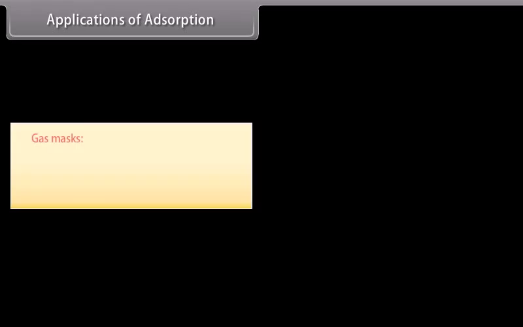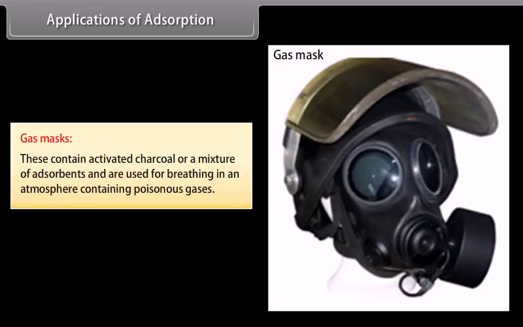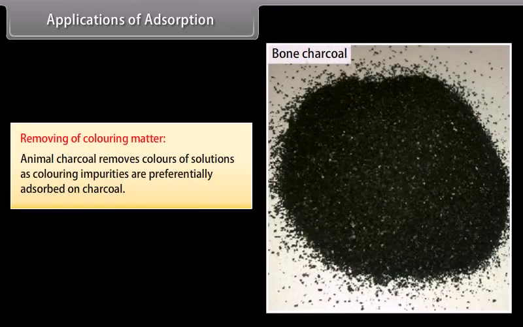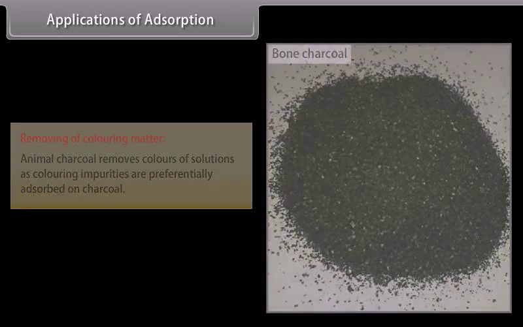Applications of adsorption. Gas masks. These contain activated charcoal or a mixture of adsorbents and are used for breathing in an atmosphere containing poisonous gases. Removing of coloring matter. Animal charcoal removes colors of solutions as coloring impurities are preferentially adsorbed on charcoal. For example, bone charcoal is used as decolorizer in sugar industry.